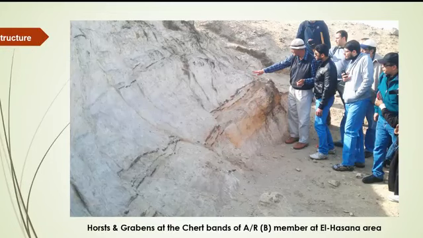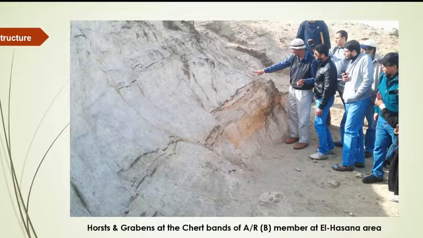Some subsurface structures that characterize the Abu Rawash area and Hassana anticline. Here's the Abu Rawash B member. We can recognize normal faults of opposite dip direction, forming graben, and here are other normal faults forming horsts. So we have a set of horsts and grabens on a large scale or on a small scale.